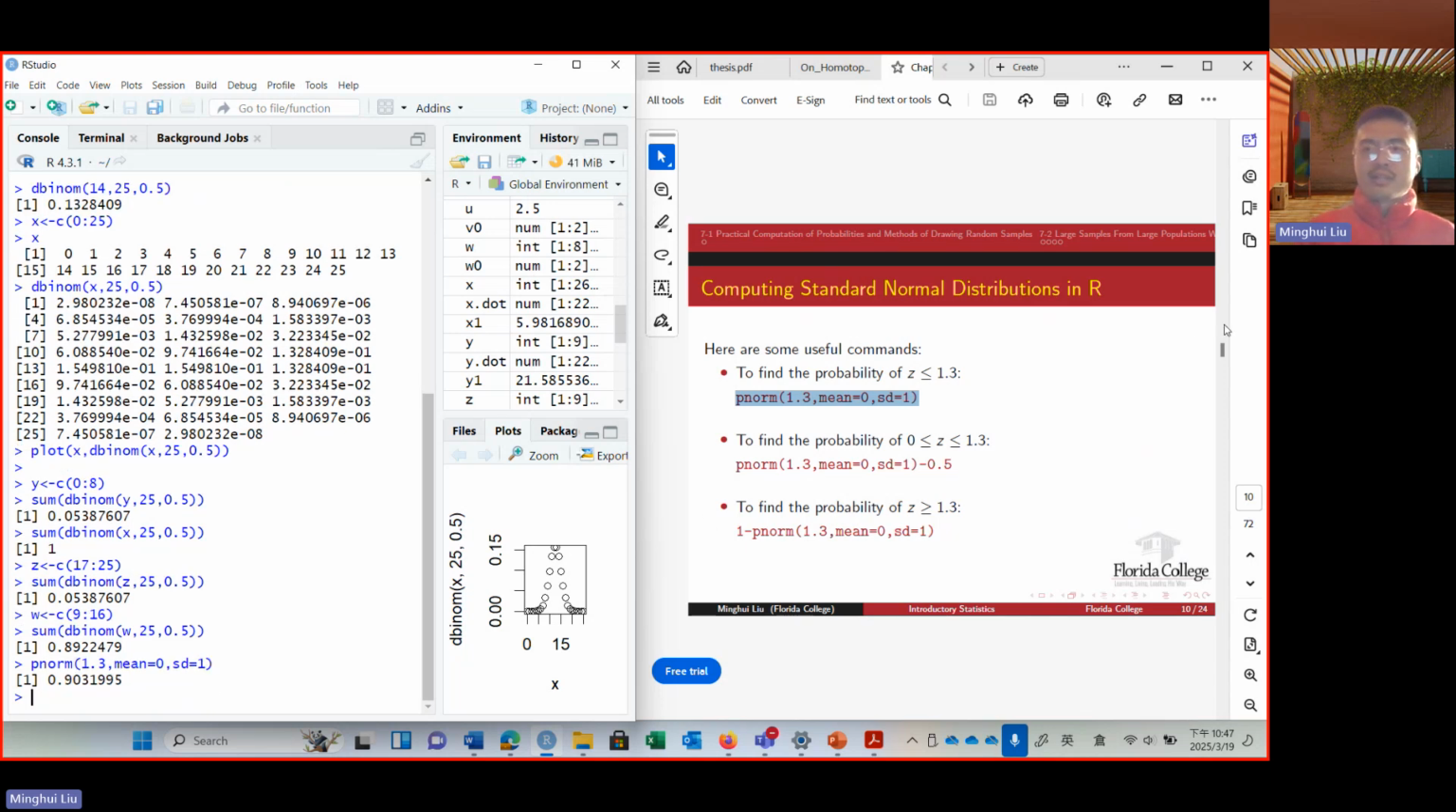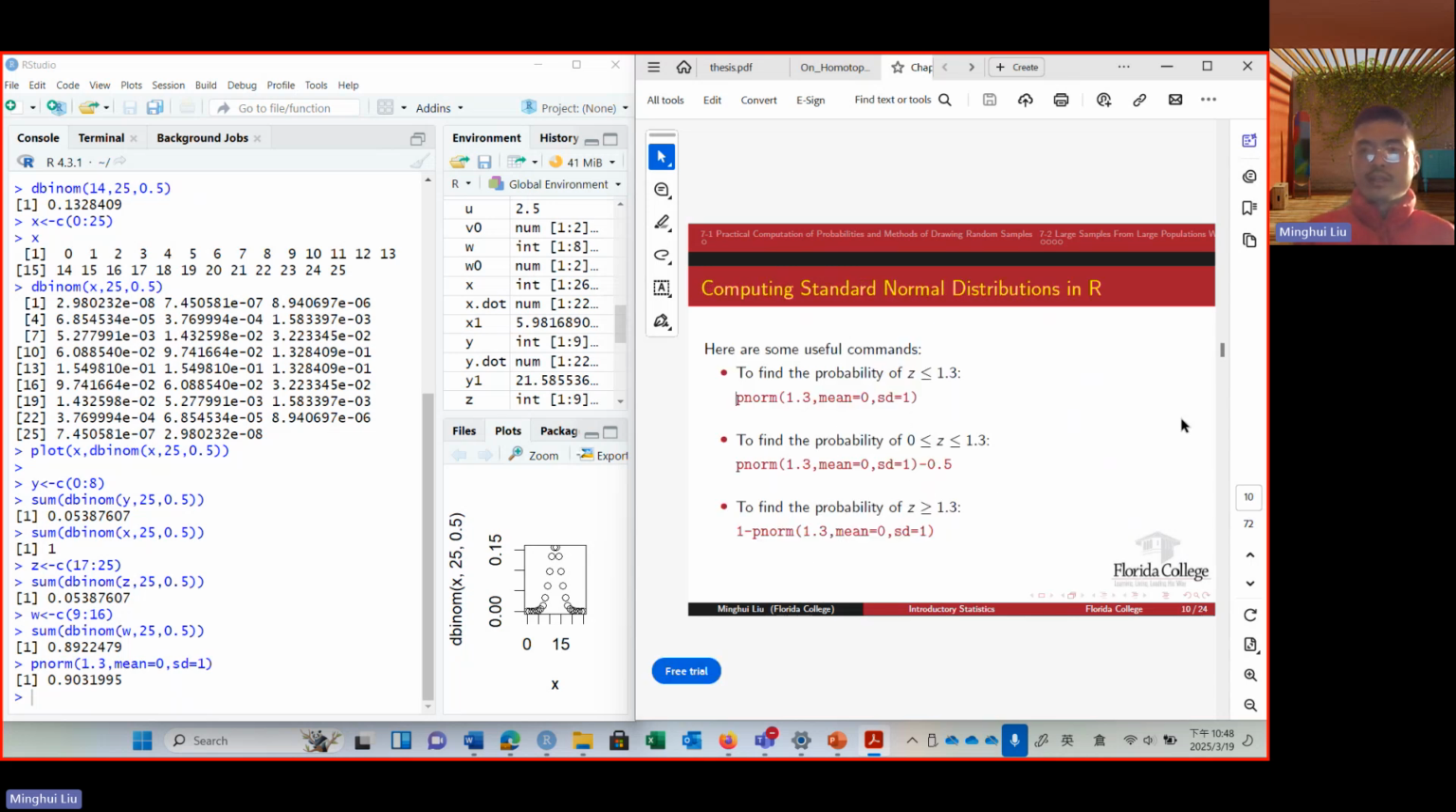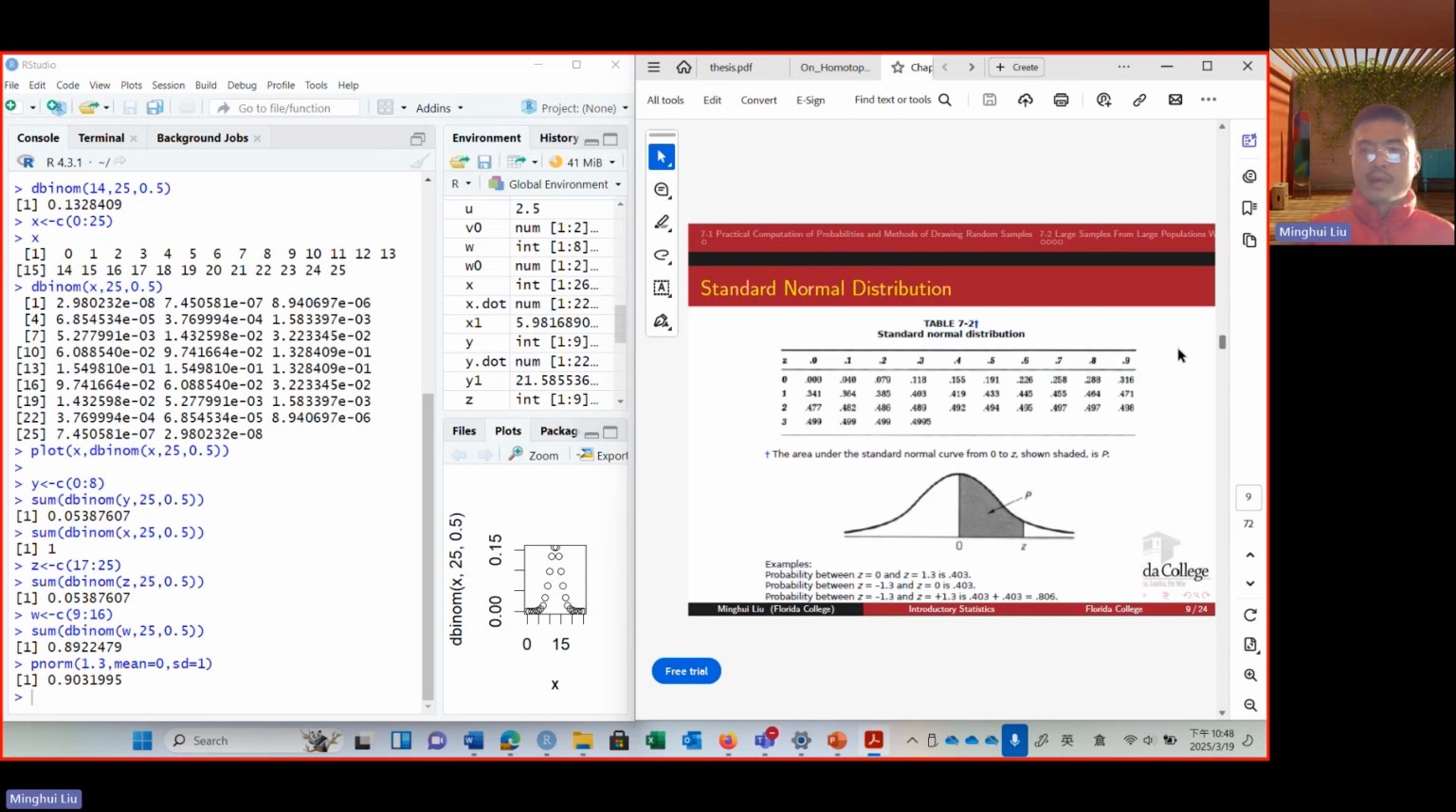Notice that this is not exactly the same thing as we have seen from the previous page. The reason is that this command pnorm gives you the total area, including the left half. So the total area from negative infinity all the way to this vertical line at z equals positive 1.3. And therefore, if you want to find this shaded area, you can just subtract your result by half.